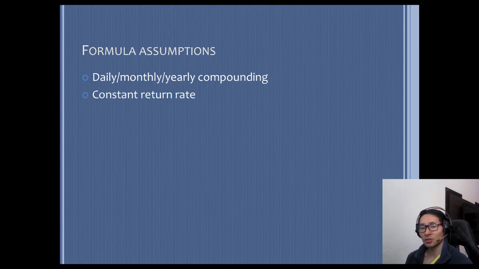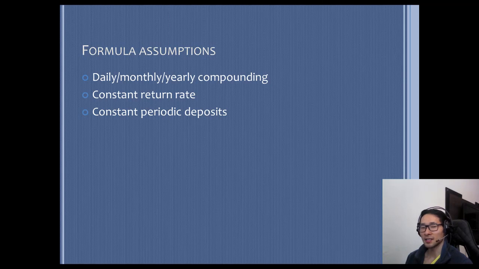Both formulas also assume constant return rates, or R will not change throughout time, which is kind of unrealistic because it's very hard to guarantee a return rate, especially for long periods of time, but this is one of the assumptions we are taking. The second formula considers constant periodic deposits.